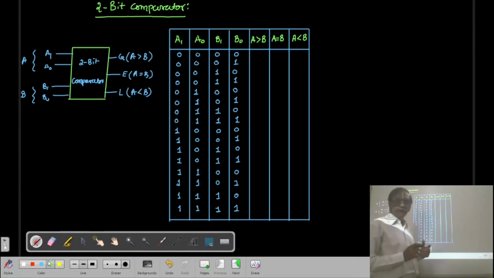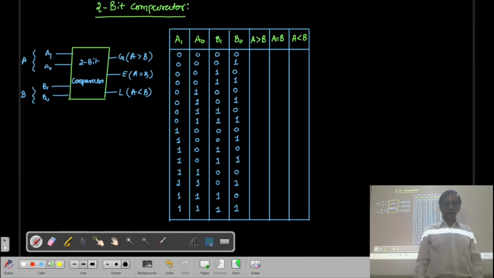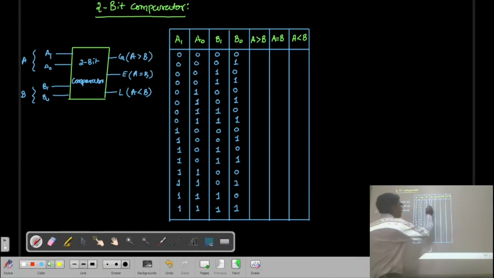Here, bit by bit, there will be a comparison. Remember, B0 is going to be compared with A0, and B1 is going to be compared with A1. So if we see A0 A1 is 0 0 and B0 B1 is also 0 0, it means both the numbers A and B are the same. So this output is going to be high and the rest of the two outputs will be 0.